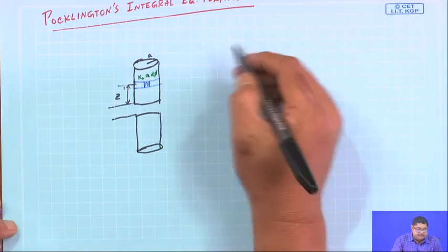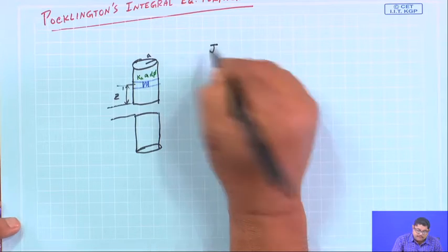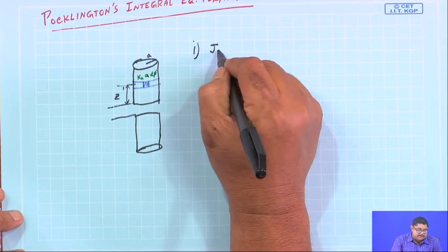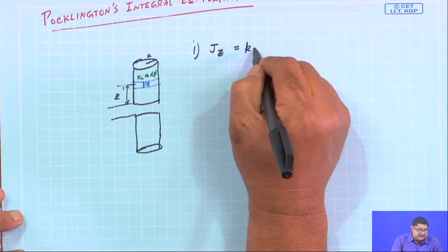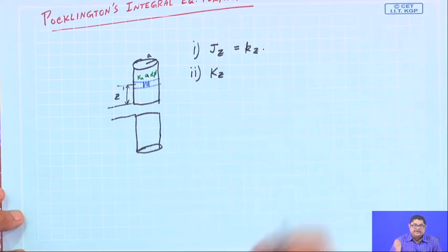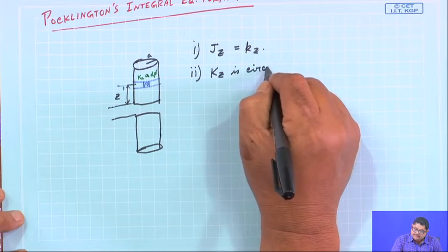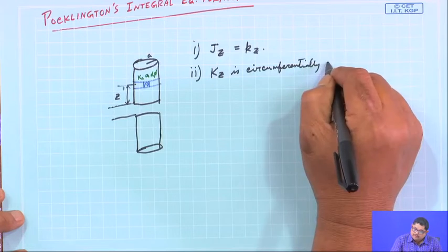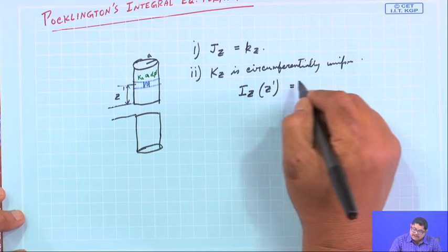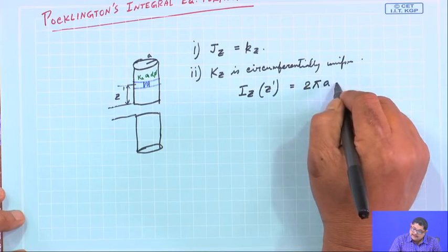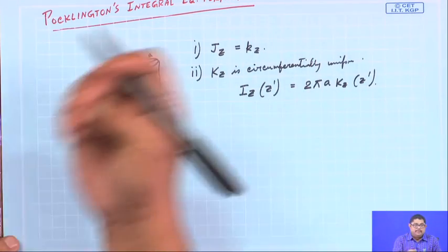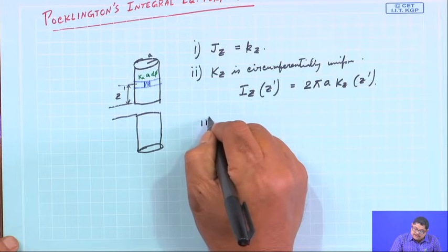Here the current density is on the surface. So, the first assumption is that the current density J is on the surface, so it is called K z. Now the second thing is that this surface current density K z is circumferentially uniform. So, we can write that I z at a point z dash will be 2 pi a K z z dash. So, it is uniform circumferentially, and the third thing is important.